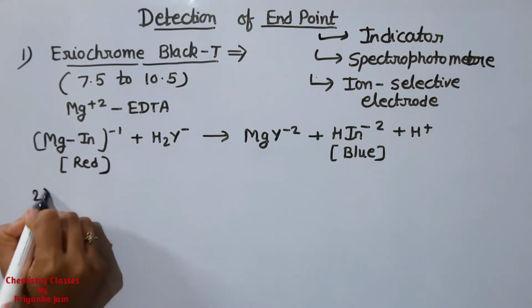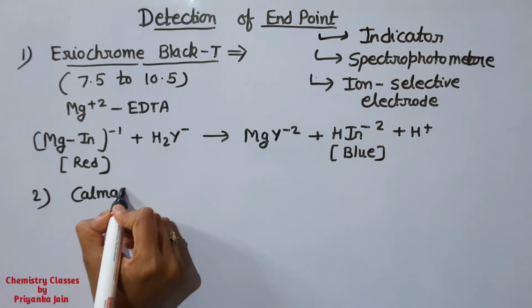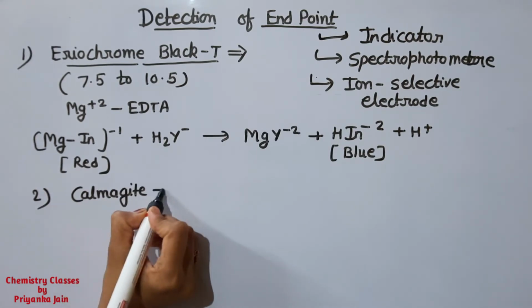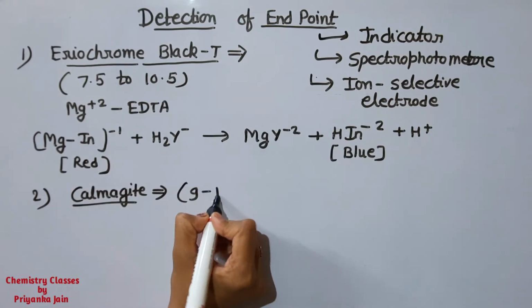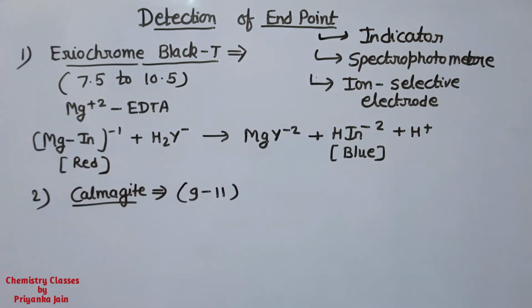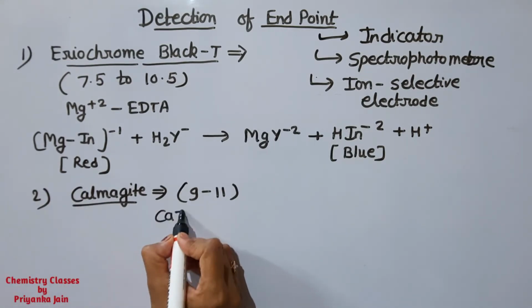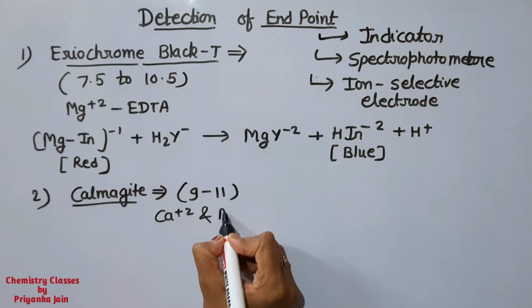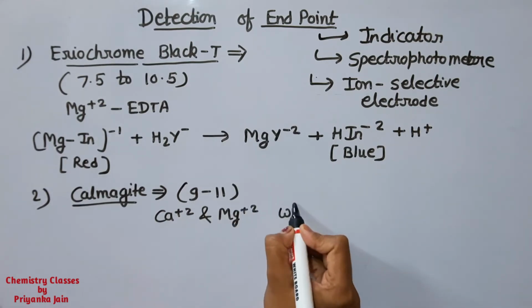The second indicator is Calmagite, and it is used in the pH range of 9 to 11, right? It is used when we have to titrate calcium and magnesium together with the EDTA.